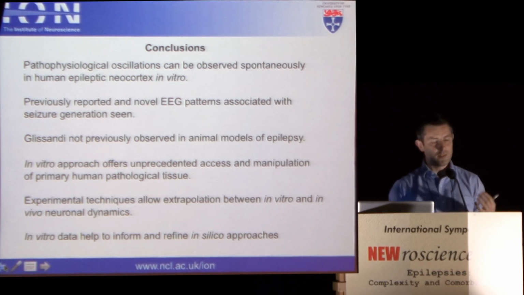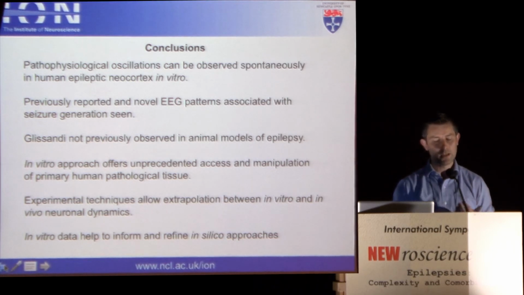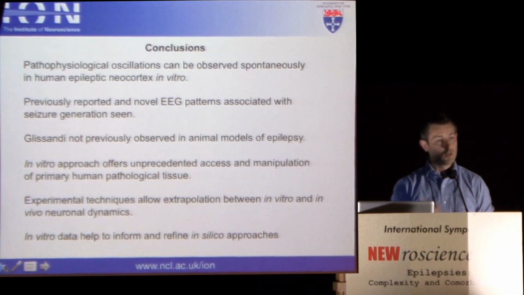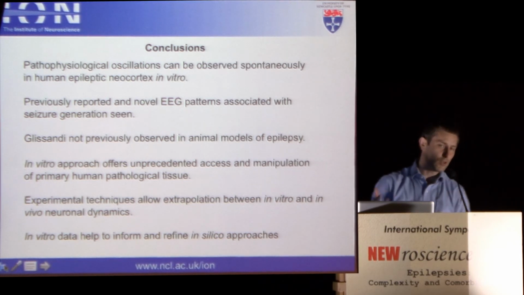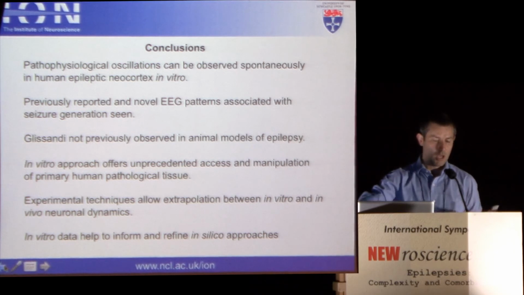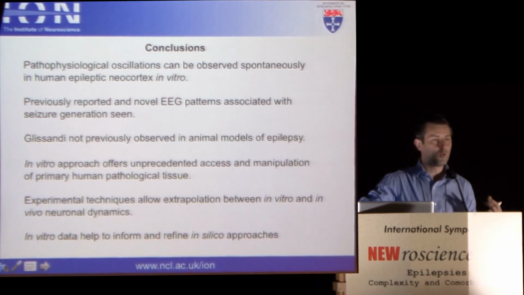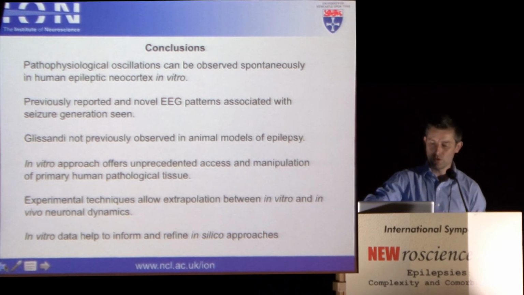We feel that this in vitro approach offers unprecedented access and also manipulation of primary human pathological tissue. And the experimental techniques really allow an extrapolation between in vitro and in vivo neuronal dynamics. And ultimately, and I haven't really talked about this a lot today, but in combination with Roger Traub, our in vitro data helps to inform and refine in silico approaches.